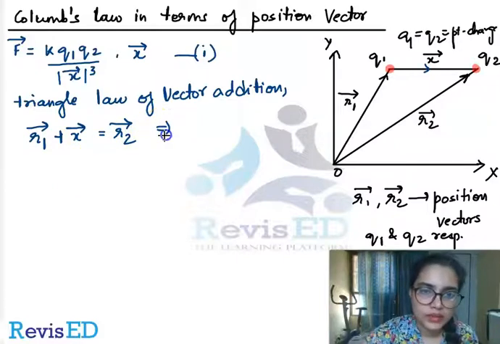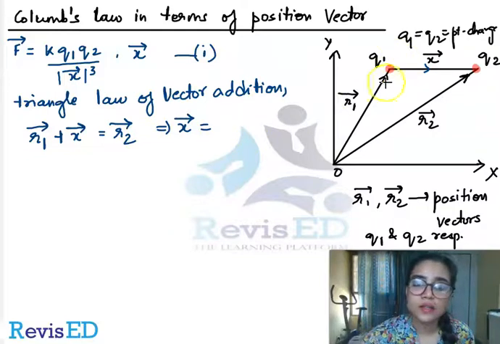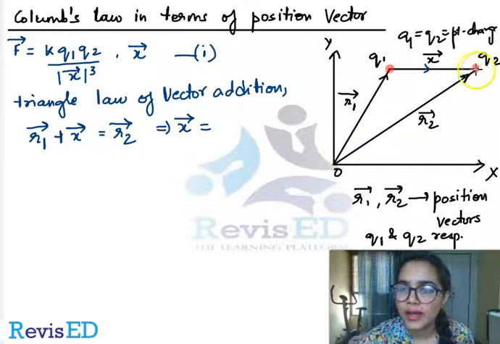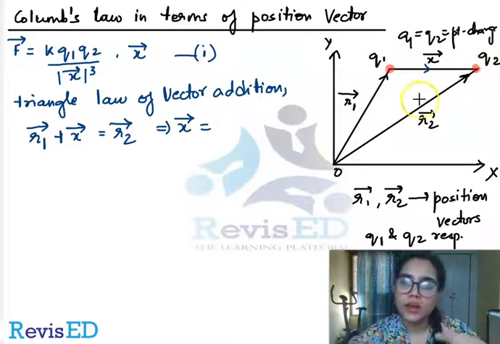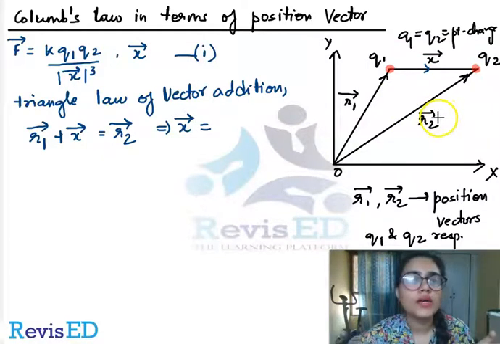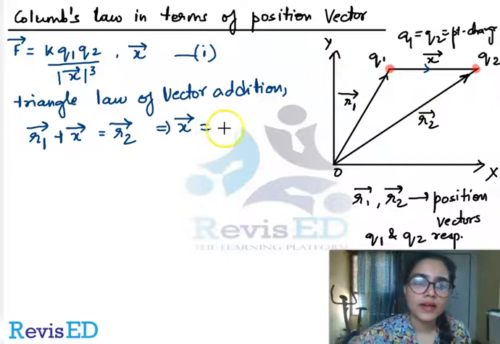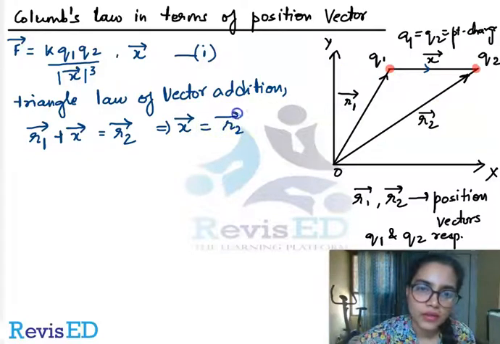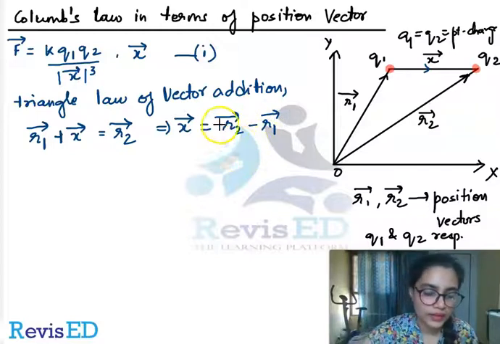Now we can say from this equation that your vector X. Why we took it like this? Because R1 and X are in the same direction, while this is in the opposite direction. So this will be in the other sign, right? That is why we have taken it like this. So it will be R2 vector minus R1 vector. This is what you will get as the value of X.